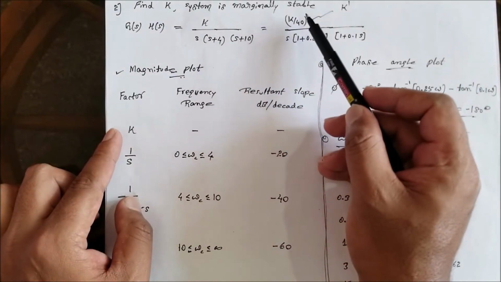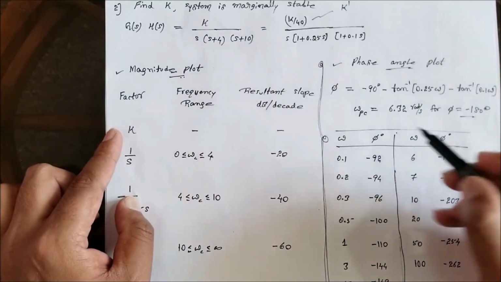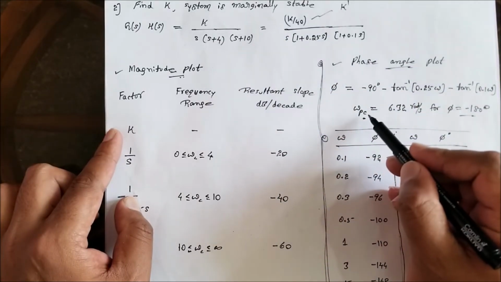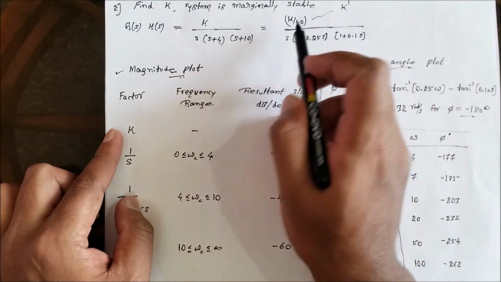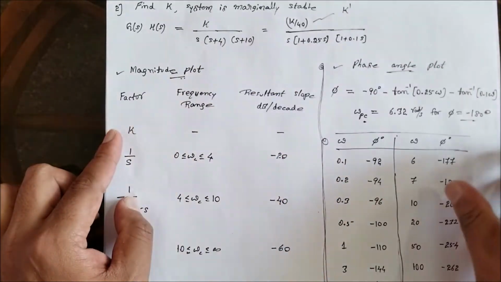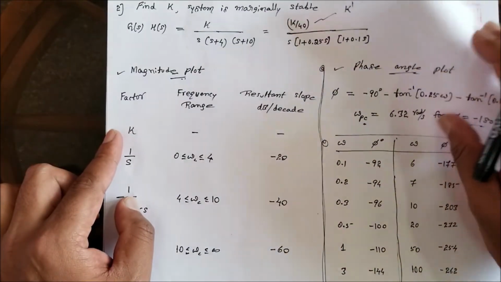For marginal stability, as I have already mentioned, the phase crossover frequency must be equal to the gain crossover frequency. This is the condition for marginal stability. Kindly make a note of it. Using that, let me determine the value of k.